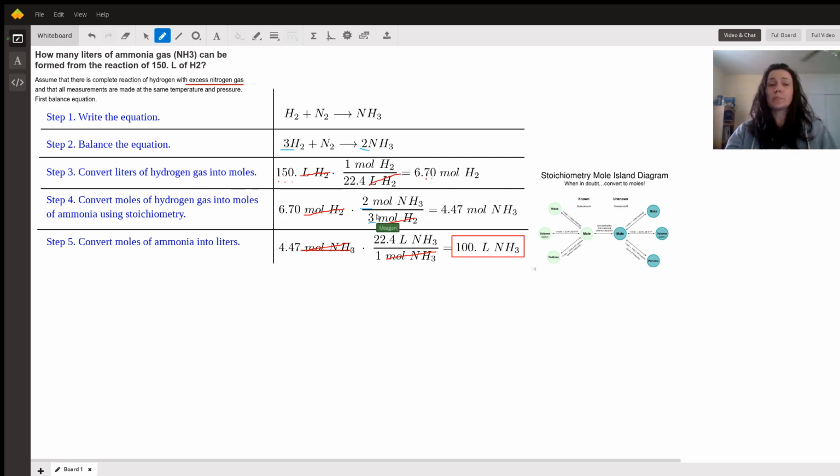Okay, I wouldn't advise getting into the habit of that, just in case if you were going from grams to grams or grams to liters or something like that, then you could not use that shortcut. But for the case of liters to liters, you can skip these 2 steps and just do this step right here using your 150 liters to start with.